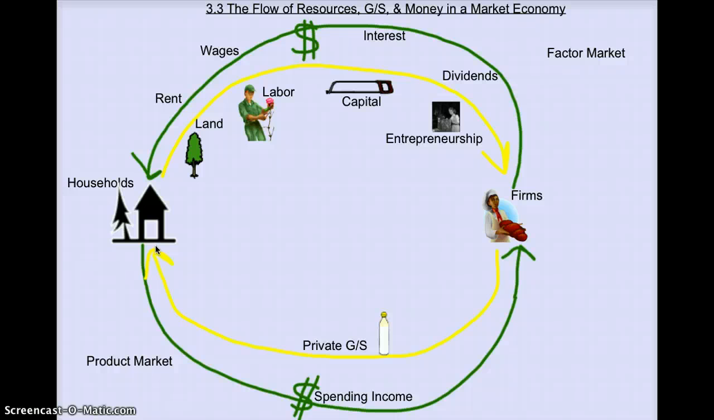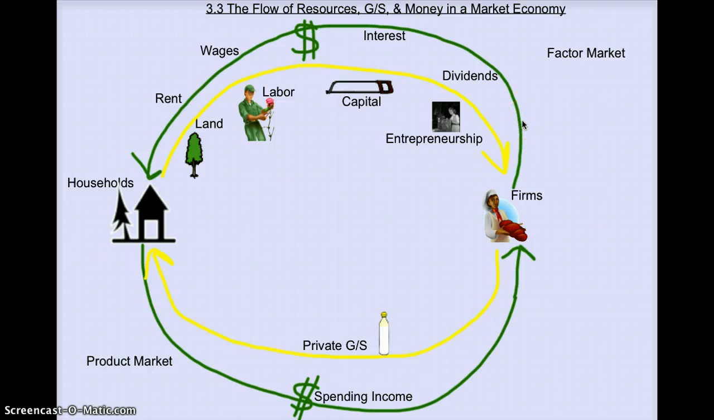The other market is the factor market, which is represented in the top half of the circular flow model. In the factor market, households sell their land, labor, capital, or entrepreneurship to the firm for wages, rent, interest, or dividends, basically money.